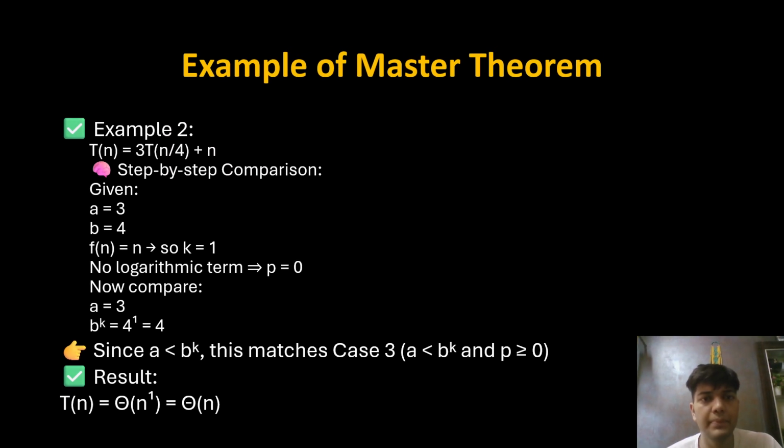One more example, a function T(n) equals 3T(n/4) plus n. We have a equal to 3, b equal to 4 and the function equal to n. So k equals 1, p equals 0, b to the power k equals 4 to the power 1, that is 4, and since a equals 3 which is less than 4, this falls under case 3, which means the final result equals theta of n.